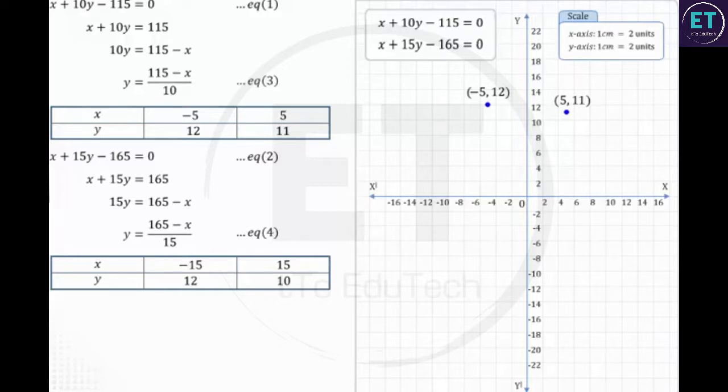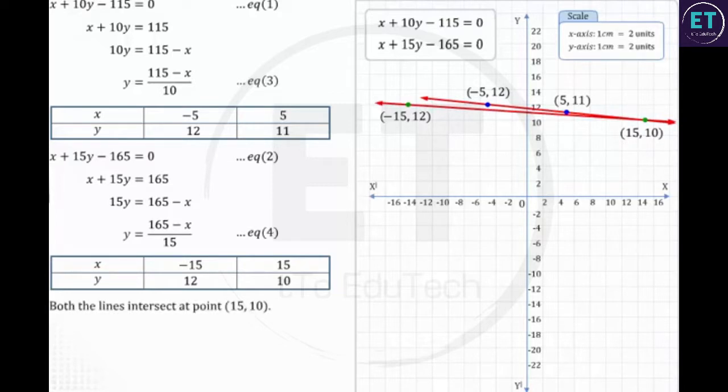Therefore, the two ordered pairs for the second equation are -15, 12 and 15, 10. Now, let's plot the ordered pairs for the first equation. We'll get a straight line. Similarly, on plotting the ordered pairs for the second, we get another straight line. As you can see, the two lines intersect each other at 15, 10.